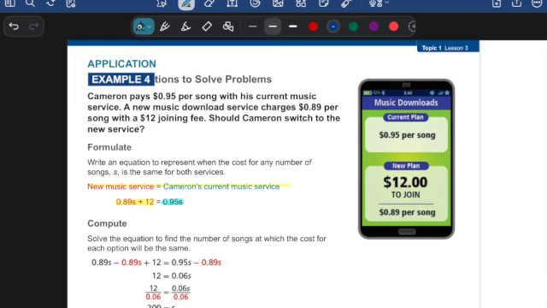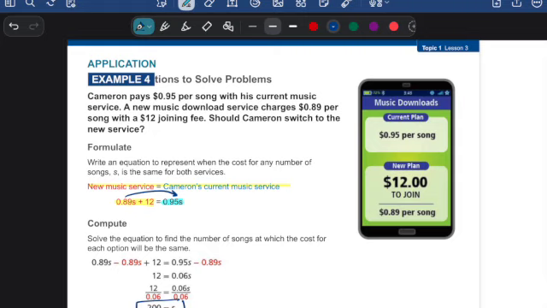So down here you can see we're just subtracting. We're moving the variable term. This time we're moving it to the right by subtracting it. Okay, so we subtract it from both sides. 12 equals 0.06s. Again, divide by the coefficient, and we get S equals 200. So what does this mean? That means if he's going to download 200 songs, the two plans are the same. This is your break-even point.